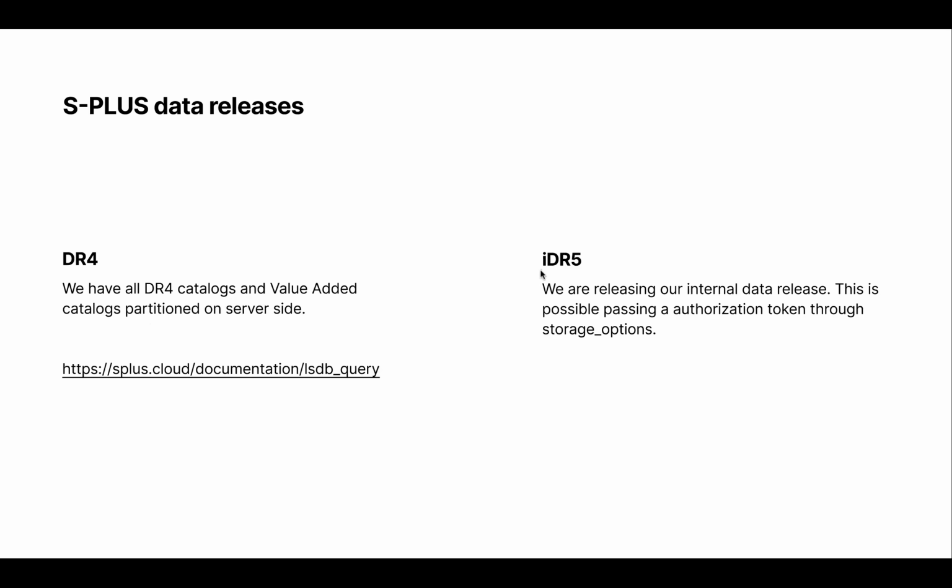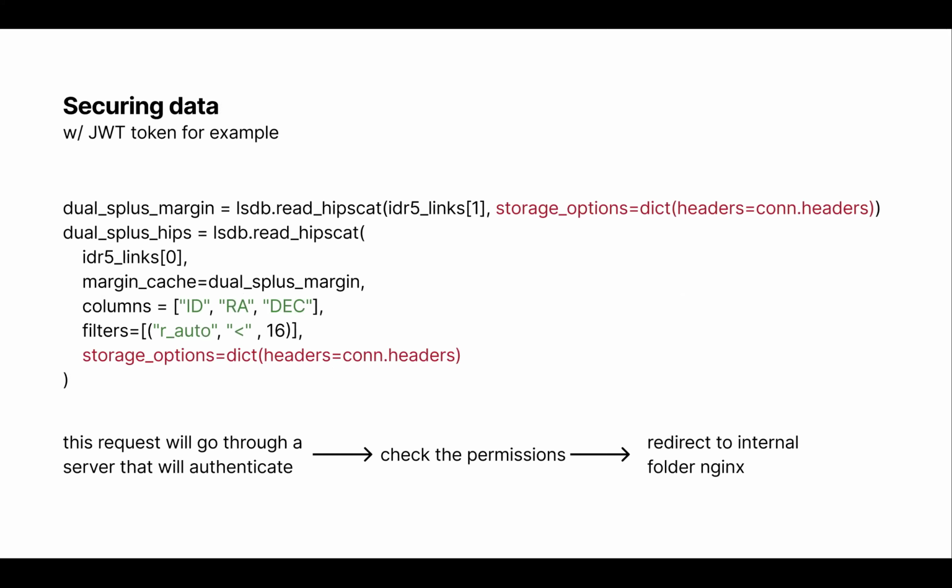And also another cool thing that I wanted to show is that we are making IDR5 also available on the LSDB. And the I means internal, so it's protected data that only users from the collaboration should have access to. This is possible by passing an authorization token through the storage options, just like you can see here. So we read the hipscat the same way as we would read the normal hipscat, but we always pass, for example, what we are using in S Plus is a JWT token with the authorization to the server.